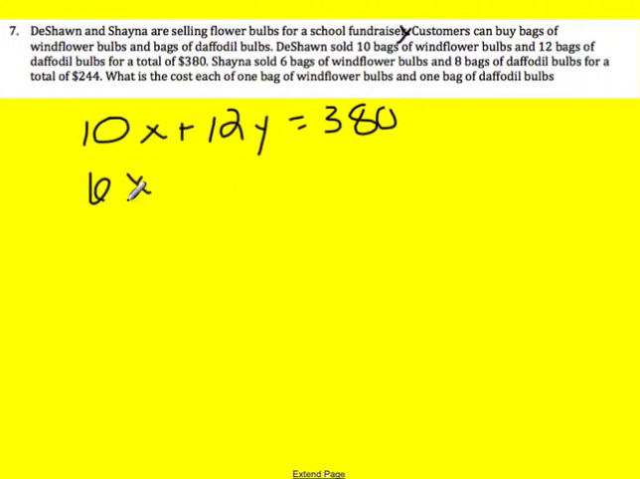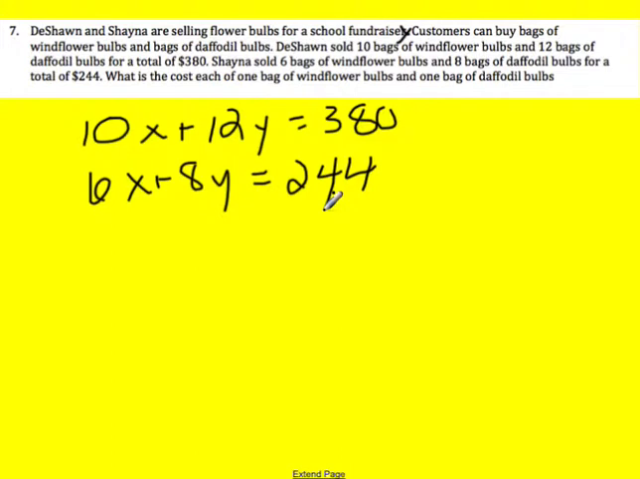Okay, so let's take a look at these word problems here. Deshawn and Shawnee are selling flower bulbs for a school fundraiser. Customers can buy bags of windflower bulbs and bags of daffodil bulbs. So, Sean sold 10 bags of windflower at price X. So, I'm going to let X represent the price of windflowers, and 12 bags of daffodil bulbs at price Y. And that added up to $380. And then Shayna sold 6 bags of windflowers at price X and 8 bags of daffodil at price Y, and that was $244. So to me, this looks easiest to use elimination.